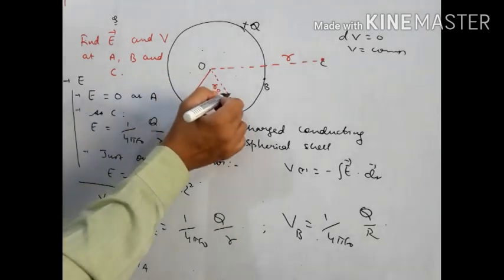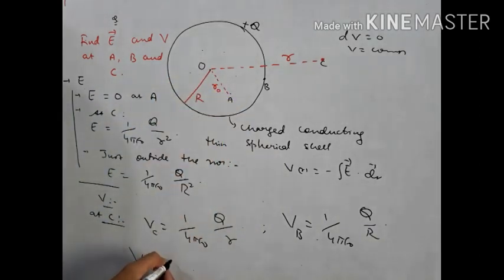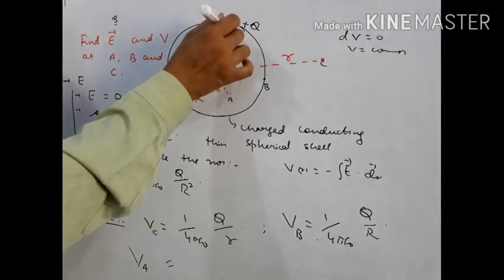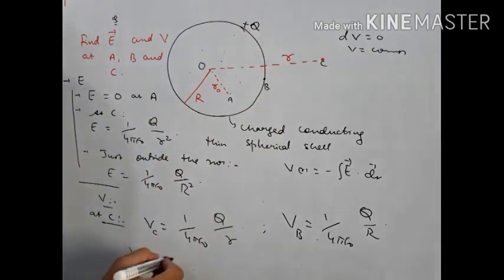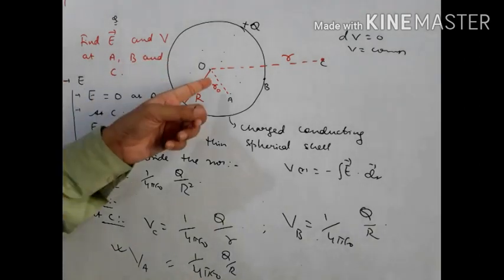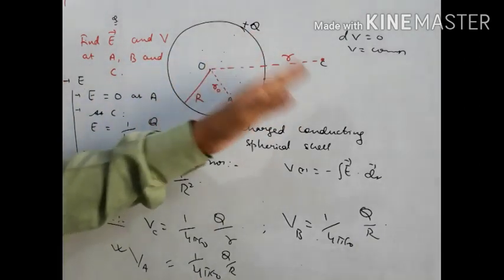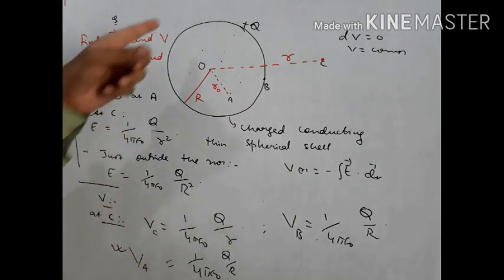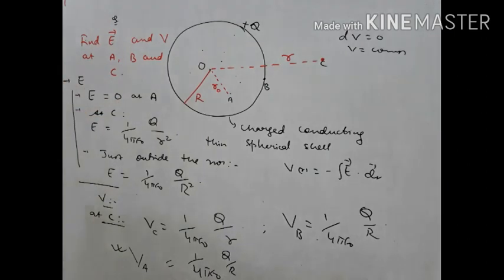So potential at this particular point A will be the same as the potential at this point or this point or this point or this point or a point on the surface. So potential at A will be how much? 1 upon 4 pi epsilon naught times q upon capital R. This is very, very important, students. So never get confused. The electric field and potentials at points inside and outside are given by these particular relations for a charged conducting sphere.